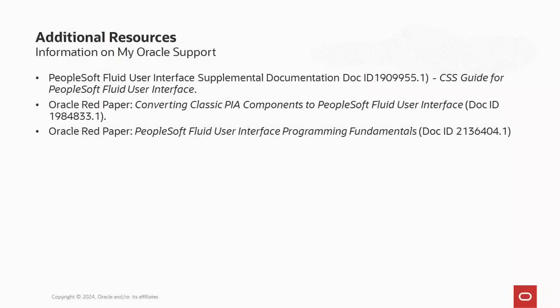You can find additional information online. On My Oracle Support, review the PeopleSoft Fluid User Interface supplemental documentation page. There you can find the CSS guide for PeopleSoft Fluid User Interface, in addition to other links to supplemental information. You can also review the following red papers on My Oracle Support: Converting Classic PIA Components to PeopleSoft Fluid User Interface, PeopleSoft Fluid User Interface Programming Fundamentals.